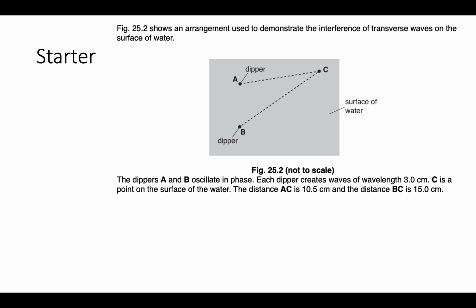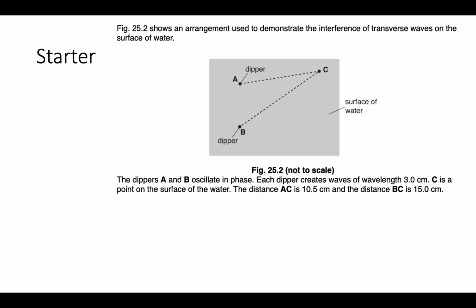So let's do a bit of a starter first. Here's a past A-level question, and you've got a diagram which shows a ripple tank. You've got two dippers, A and B, producing waves which are in phase. So that will tell us that because the two dippers produce ripples of the same wavelength, this is a coherent source.